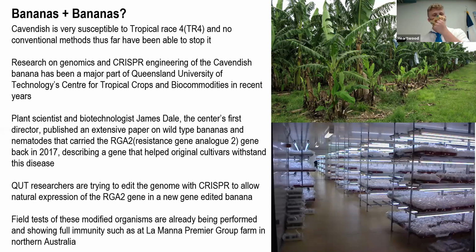Queensland University of Technology's Centre for Tropical Crops and Biocommodities has been working on tropical crops, especially bananas. They've been using what's known as CRISPR engineering to try and create new cultivars and edit old ones with the RGA2 gene, which is essentially a gene in ancient plants that used to help them fight disease really well. It's kind of lost its merit over the years, but field testing so far has been very successful.